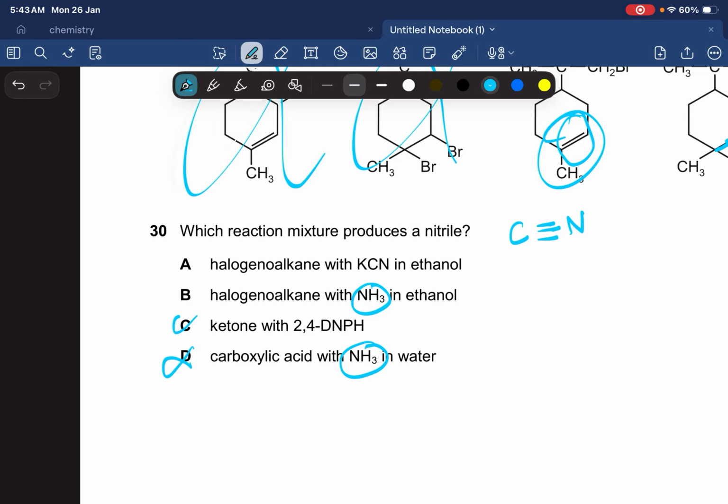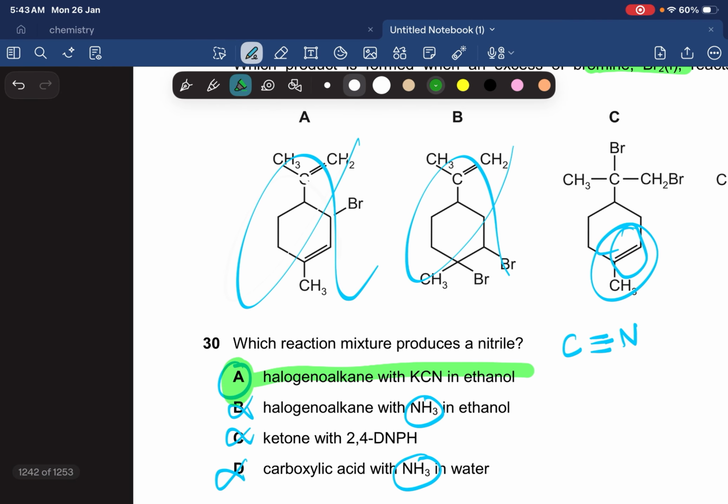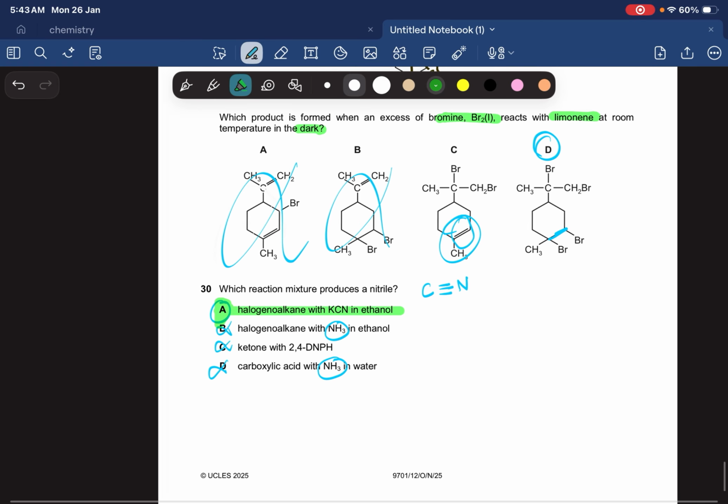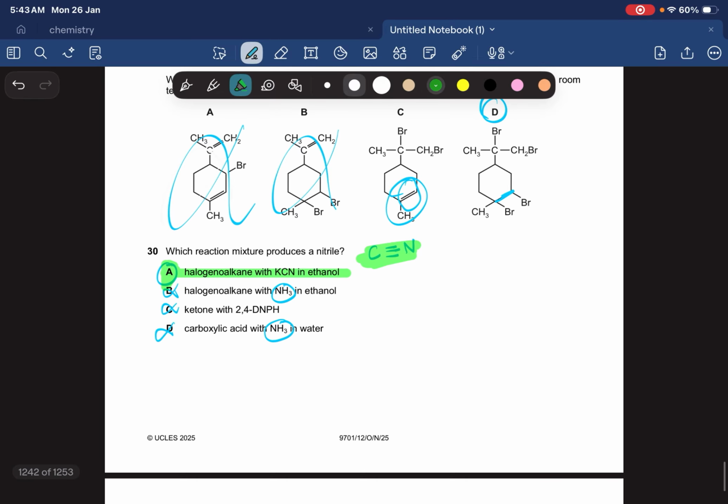No, it's option A. You have a halogenoalkane, you add cyanide to it, and that's one of the reactions which you guys have studied. So you should not be shocked, even if it's difficult, because that's what you guys have studied. You add cyanide to a halogenoalkane.